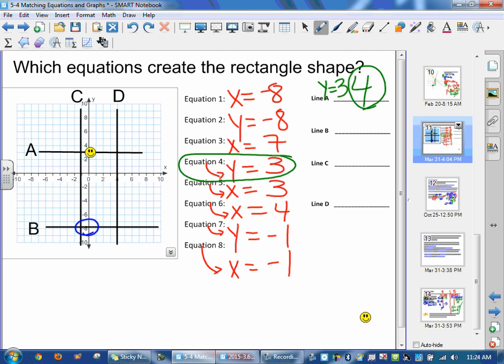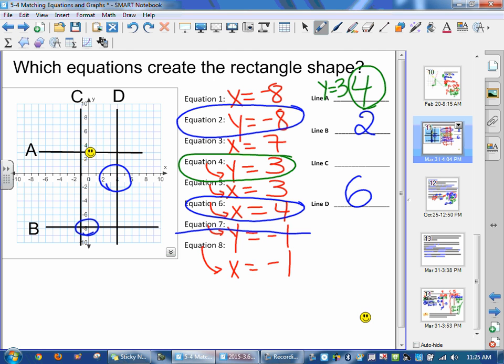So now we can cross off the other Y ones. There's only one other Y one. I didn't do that very well, did I? Should have put a few more on there. Okay. Where does this one cross? D. +4. So what am I going to write for that one? x equals 4. So equation 6 is D. Where does equation C touch? -1. So what should I say for that one? y equals -1 or x equals -1? x equals -1. Equation 8.